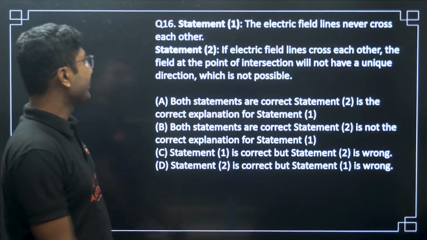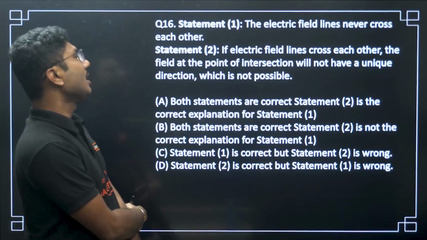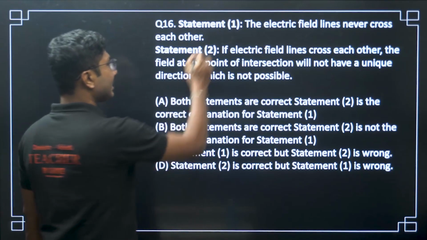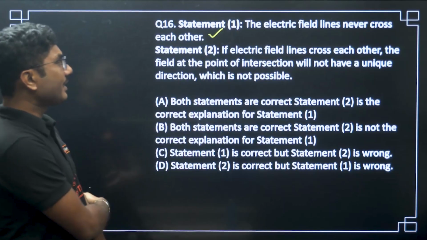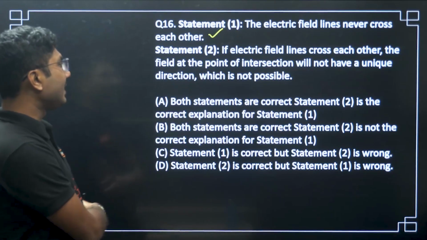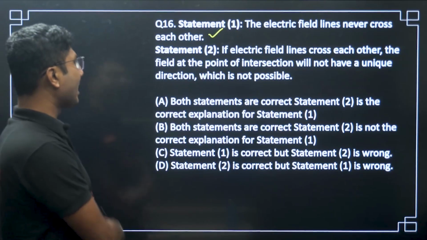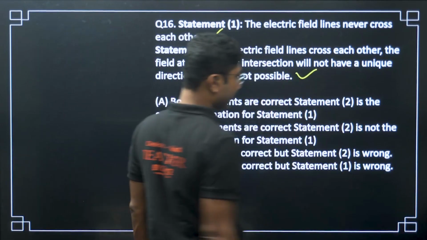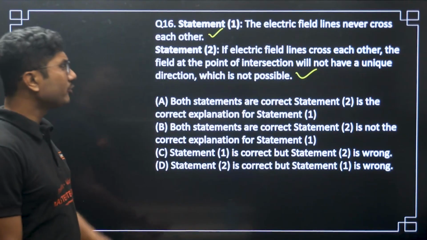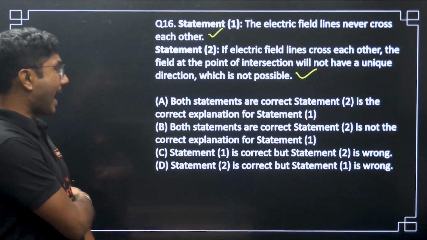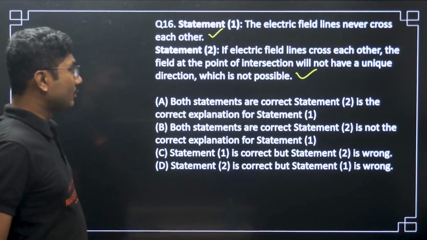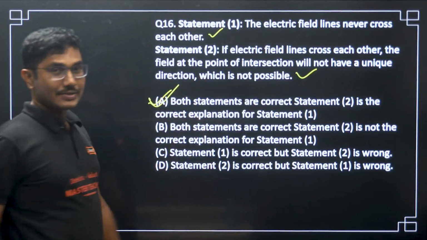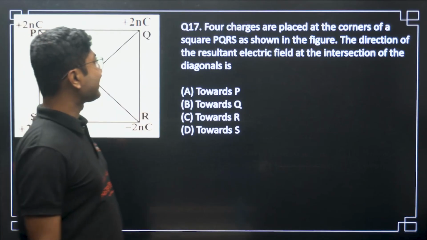Now question number 16, it's a statement based question. Statement 1: the electric field lines never cross each other. Correct statement. Statement 2: if electric field lines cross each other, the field at the point of the intersection will not have a unique direction, which is not possible. Yes, correct explanation as well. So both statements 1 and 2 are correct, and 2 is the correct explanation of statement 1. So option A is the correct answer for this question. Let us continue to the next question.